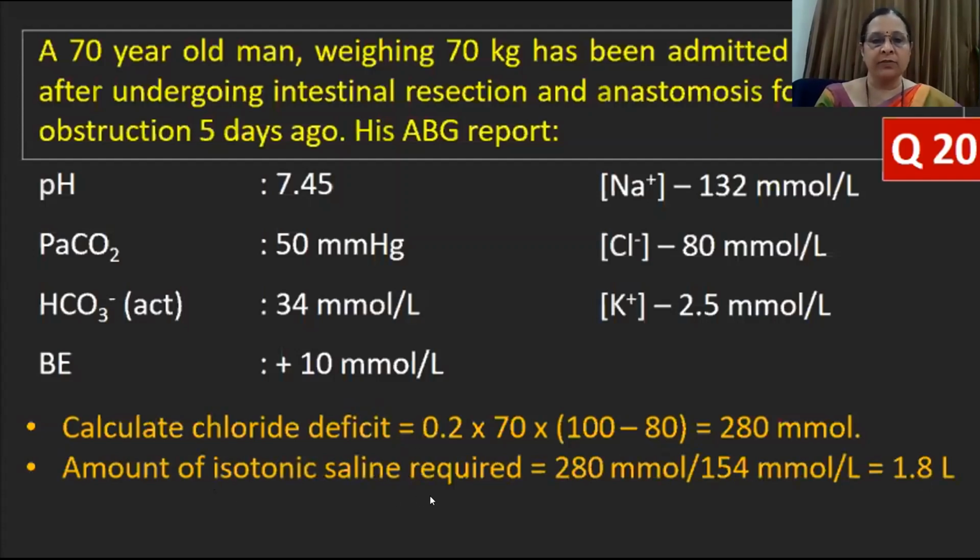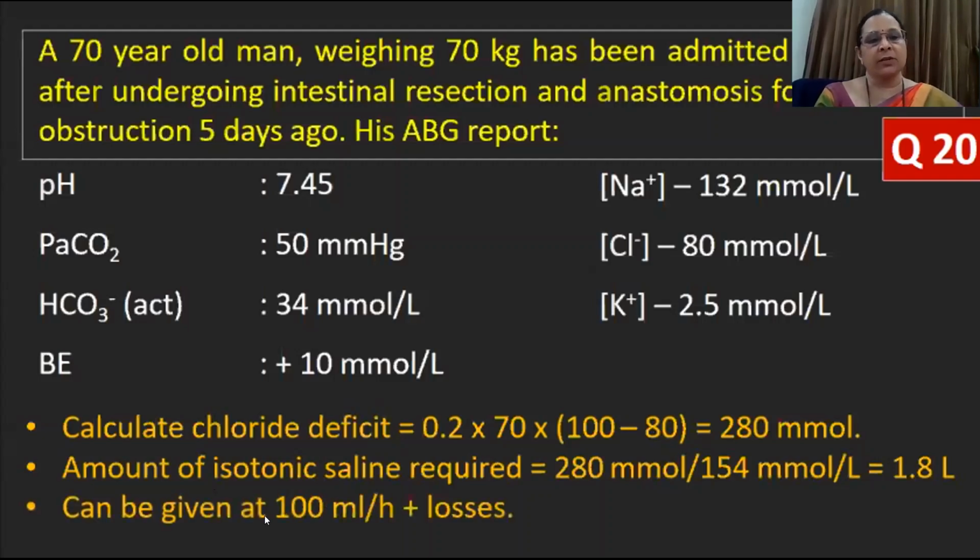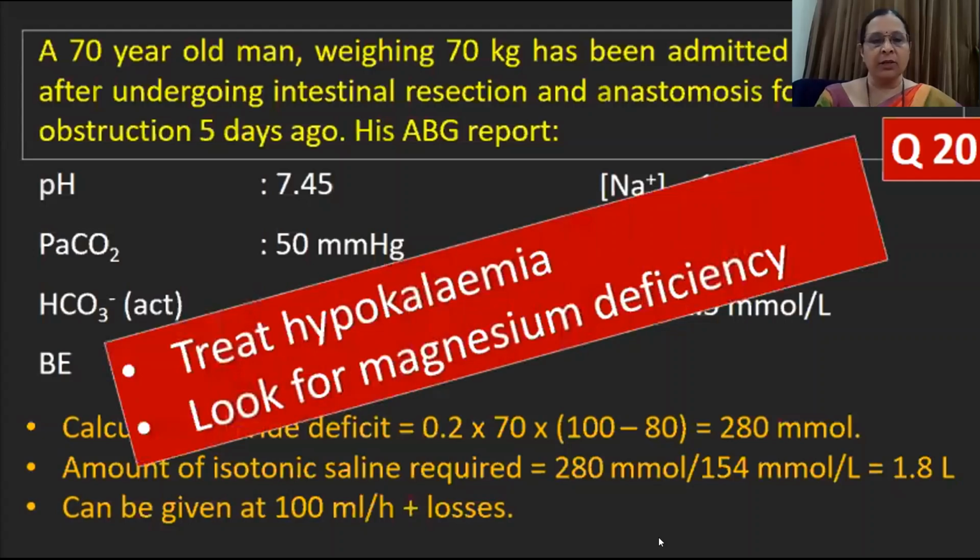How much saline to be given? You can use the formula. 280 millimoles is our requirement. 144 millimoles per liter is what saline has, the amount of chloride. So the patient would require about 1.8 liters of saline for resuscitation. So how fast or slow should you give? You can give it at a rate of say 100 ml per hour, plus losses that the patient might have. Okay, so this is a formula that you can use to correct chloride deficits. I wanted to say this for completion's sake. Okay, in addition, you will have to treat his hypokalemia, and if it doesn't respond, look for magnesium deficiency as well.